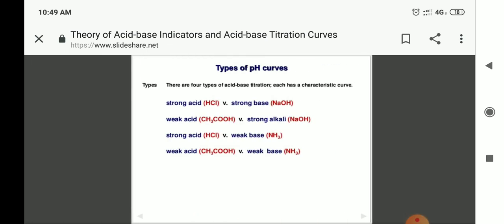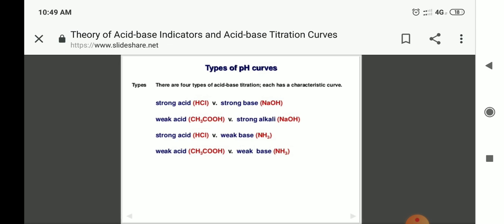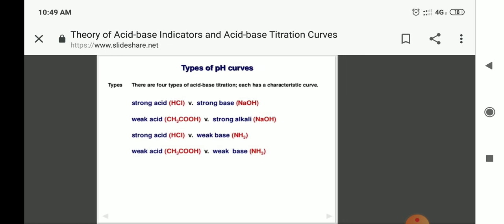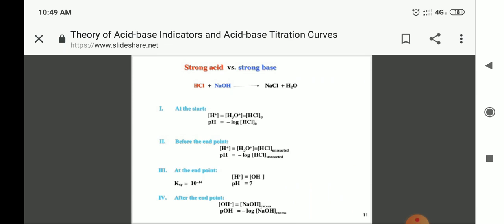The types of pH curve. First one is the strong acid HCl versus strong base. Weak acid is the acetic acid versus strong alkali NaOH. Strong acid HCl and the weak base is NH3. And the last one is the weak acid, acetic acid, and weak base NH3.